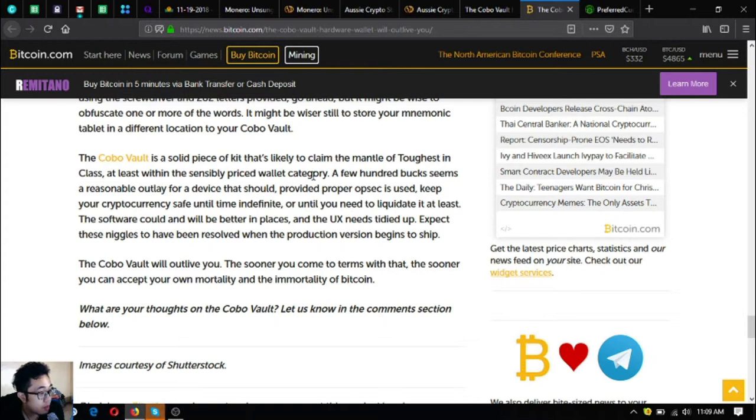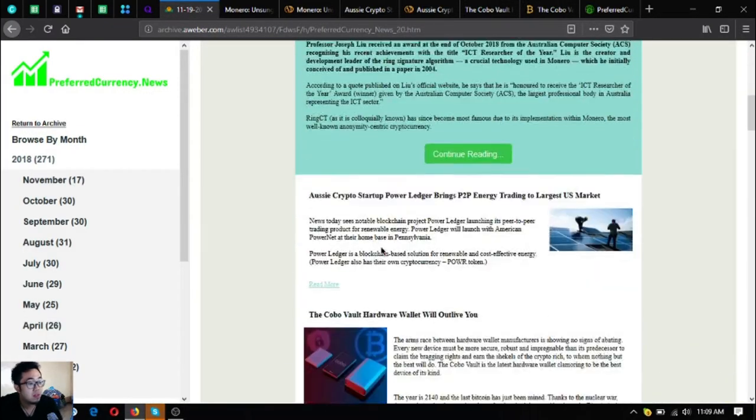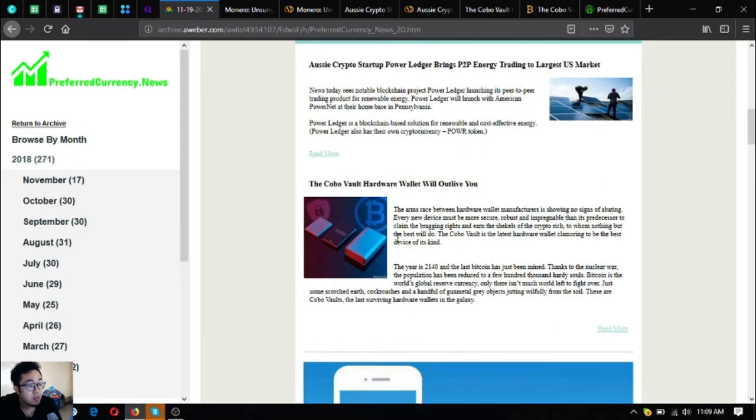The Cobo Vault will outlive you. The sooner you come to terms with that, the sooner you can accept your own mortality and the mortality of Bitcoin. Okay, so that is the third main story of the day.